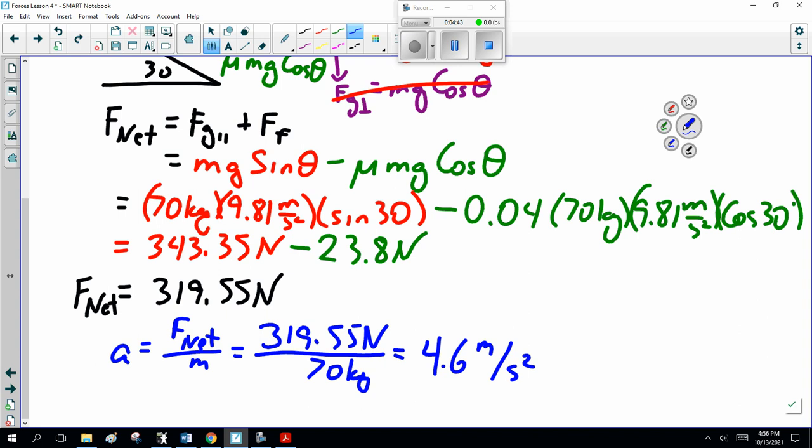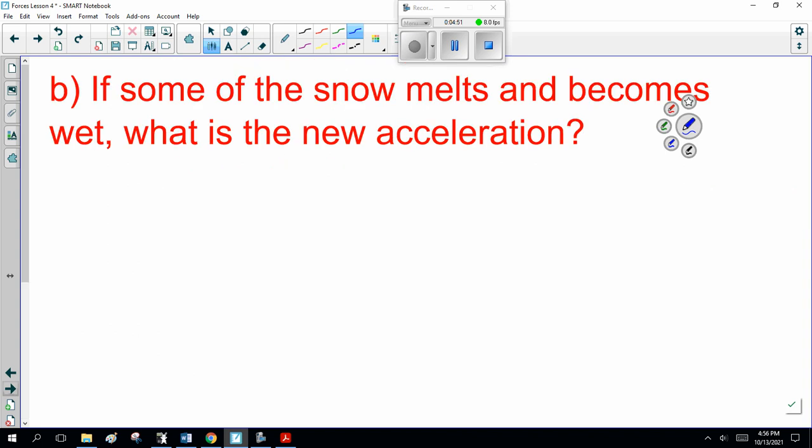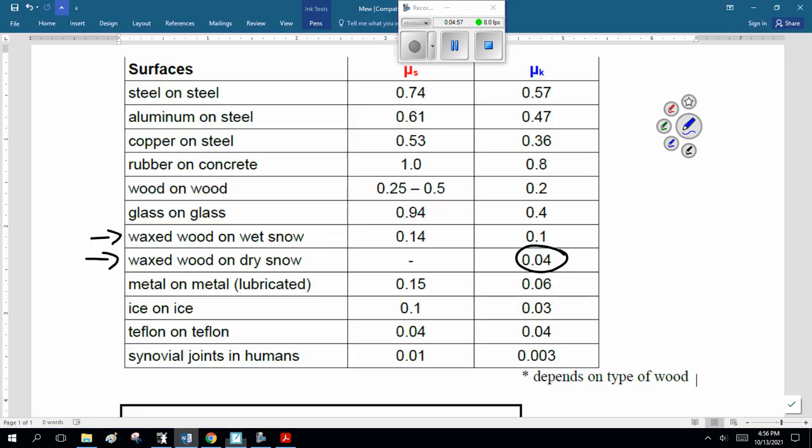All right. Now, if you don't believe me, pause the recording, double check my math. Well, actually, you should have a calculator. I'll be calculating it anyway. Now, if some of the snow melts and it becomes wet, what's the new acceleration? Well, remember back here, we went, oh, waxed wood on wet snow. A different coefficient of kinetic friction, more friction. It's actually better for it to be dry. Something about the ice crystals, but anyway.